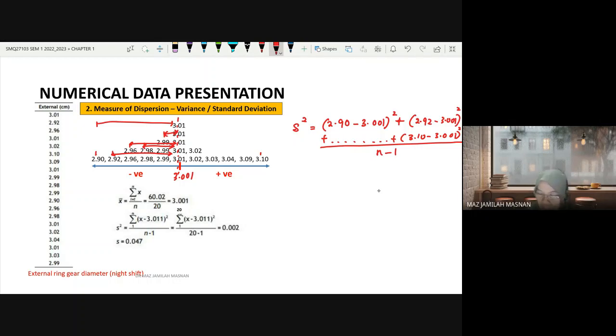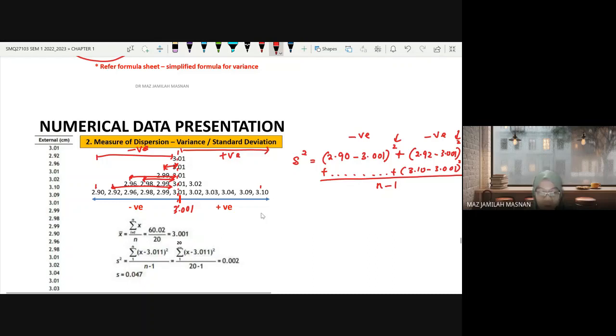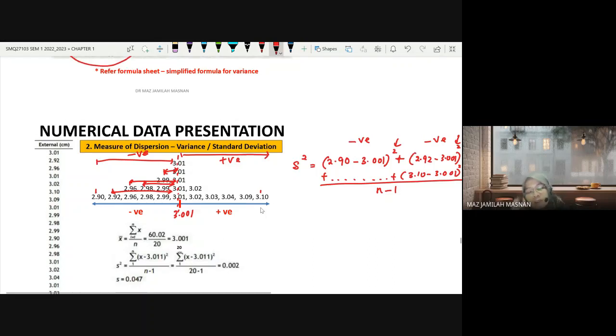Remember, class, in this part we will get negative values. Here, negative values, so in this part all the values are negative. From this part to this part, all values are positive. Since we have negative and positive, that's why we square them, so that the negative values won't affect the calculation. So that's how we calculate the dispersion for variance.